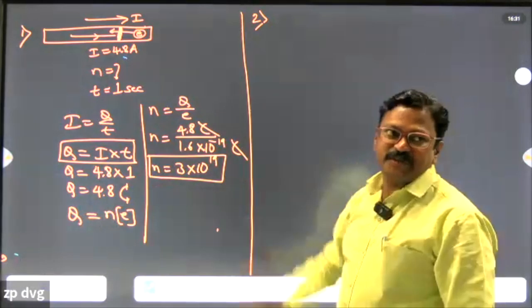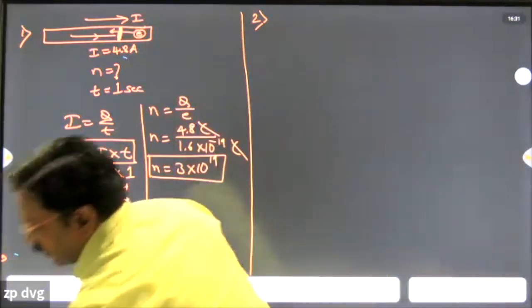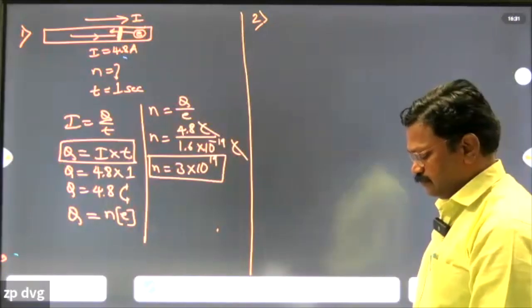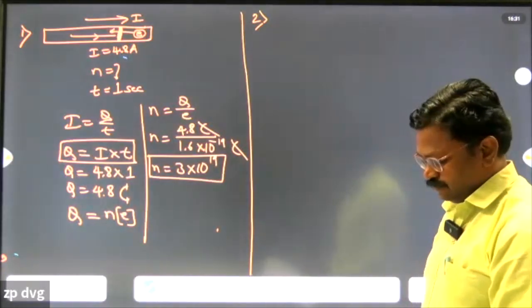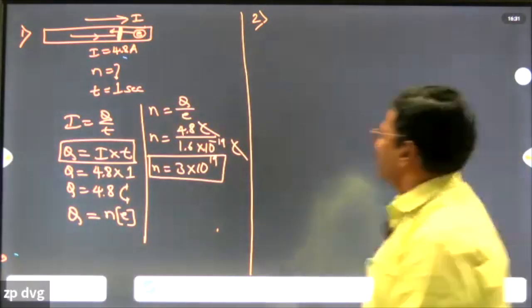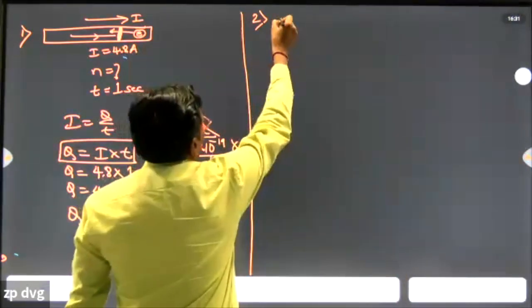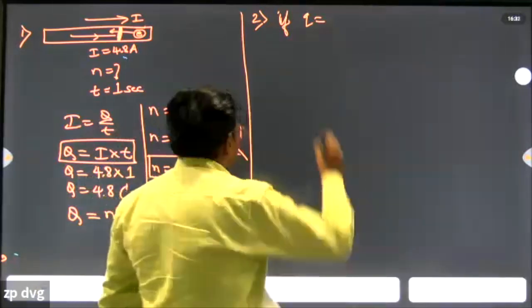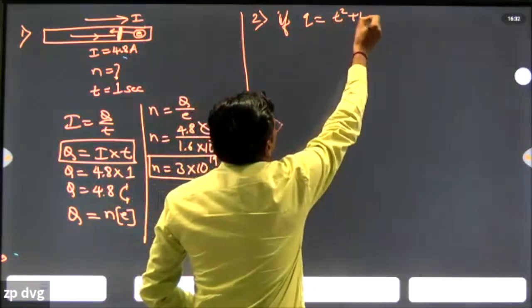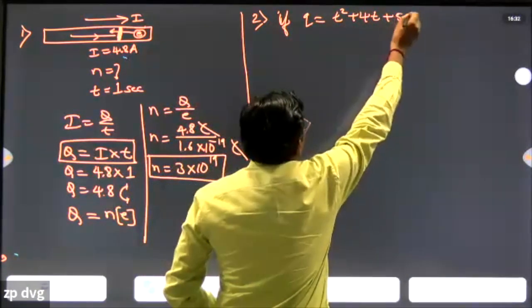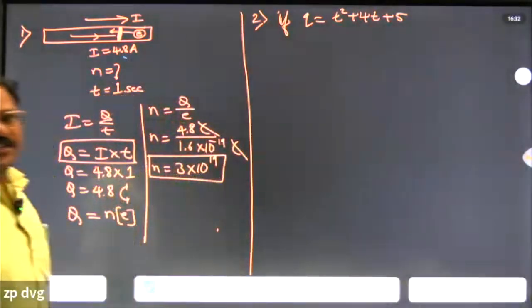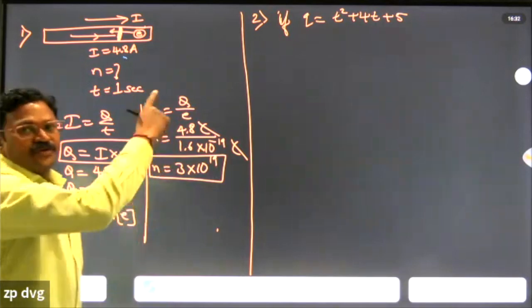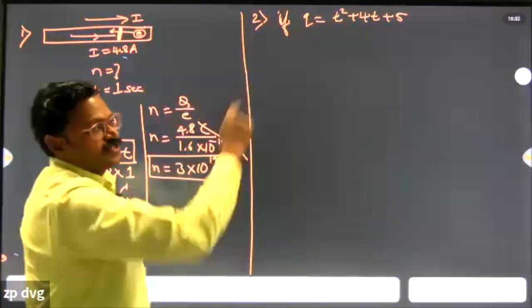Right. Here let's consider an expression for charge. Let there be a conductor. Let's take an equation for current. Sorry, charge. If you are given the charge Q flowing across a section of a conductor as a function of time, given by Q equal to t square plus 4t plus 5.